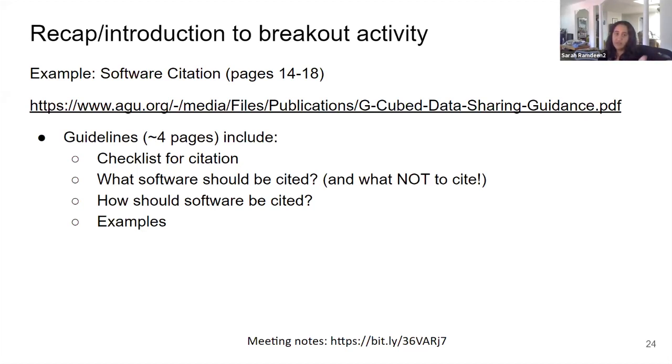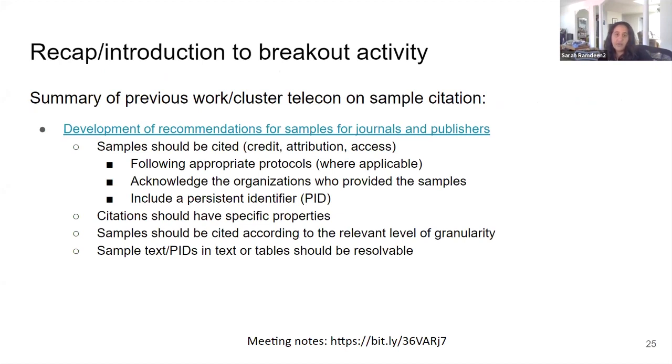And so what Val just shared and reviewed is an example of what sort of things would go into that recommendation. And then at our last monthly telecon, we spent a brainstorming session to talk about what key points would go into these recommendations for samples. And so here are some of them, such as samples should be cited. I think that seems to be a big important theme that we can acknowledge, and that they should follow appropriate protocols. They should acknowledge the organization that provided the samples, and should include a persistent identifier. If you follow the link at the top of this, you'll see more of our in-depth discussion on each of these points as well. The citation should have specific properties.